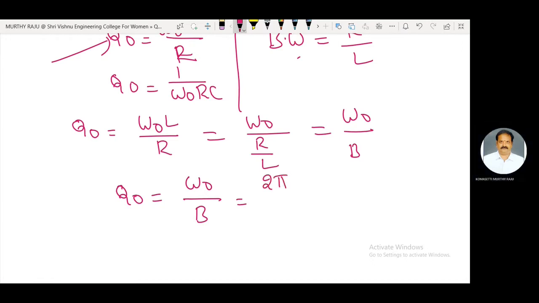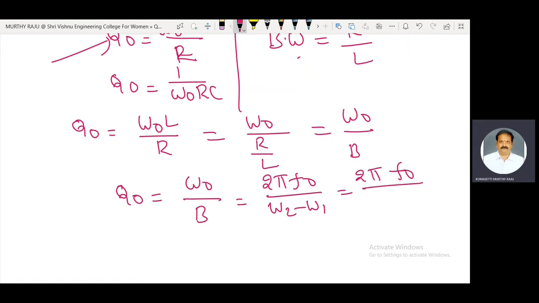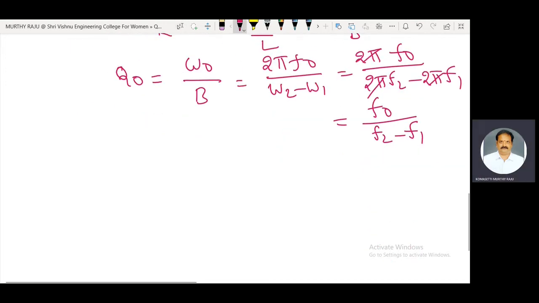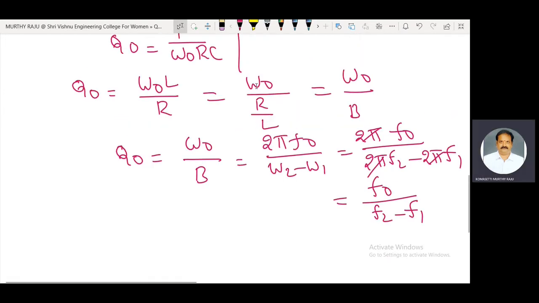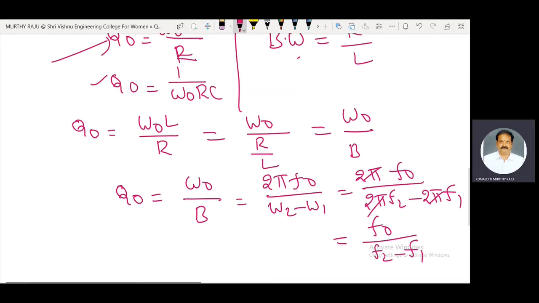Omega naught is 2 pi f naught, and the bandwidth is omega 2 minus omega 1, which is 2 pi f2 minus 2 pi f1. The 2 pi cancels. Therefore Q naught is equal to f naught by f2 minus f1. This is the quality factor. If we consider the other expression, we will get the same result: Q naught is equal to the resonance frequency divided by the bandwidth of the circuit.